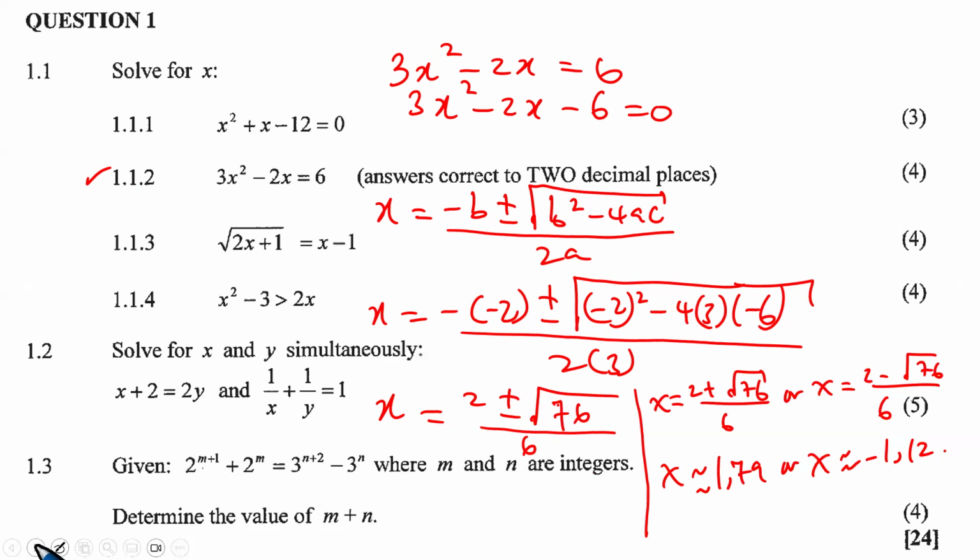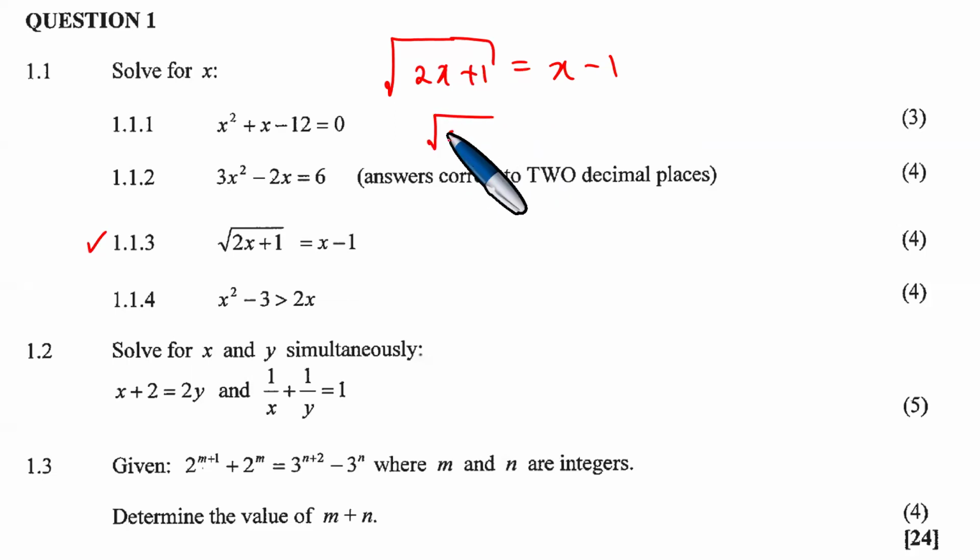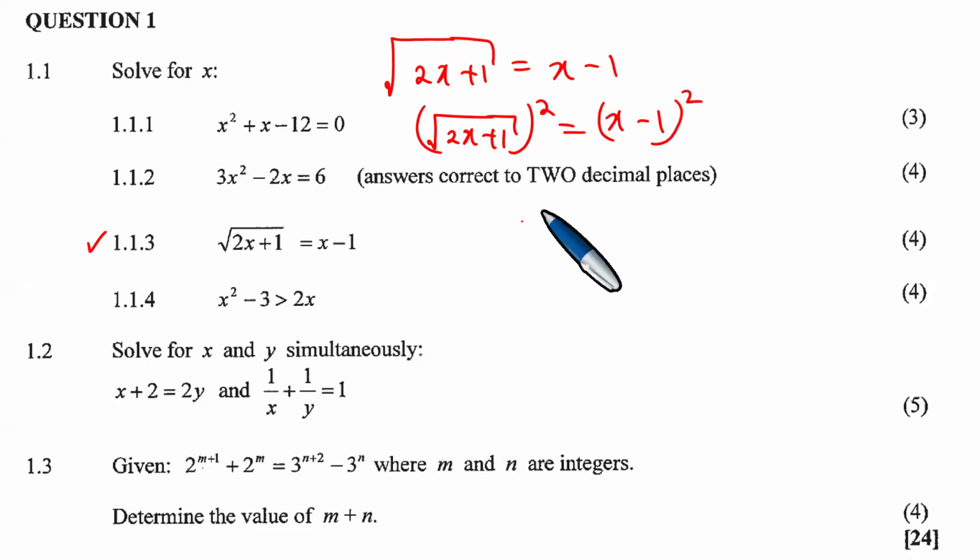Let's look at the next question, 1.1.3. That one is very straightforward, just a walk in the park. We have the square root of 2x plus 1, which equals x minus 1. We square both sides. The objective of squaring both sides is to remove the square root sign, from which we have 2x plus 1 equals x squared, and x times minus 1 times 2, which is minus 2x, plus 1.